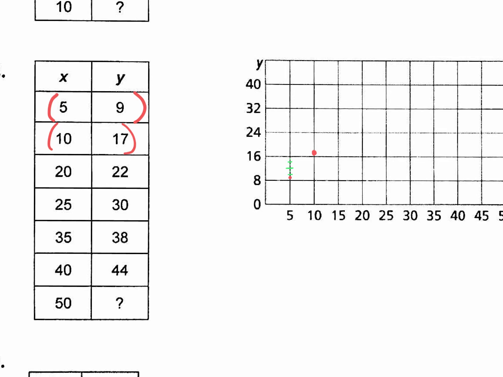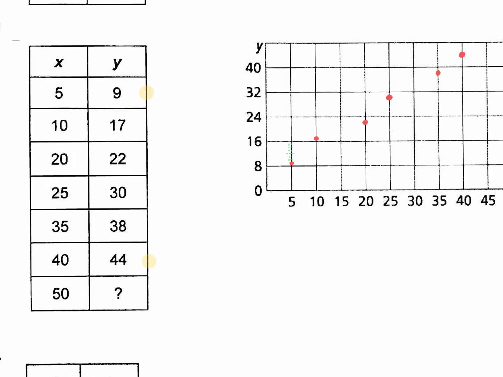Go for it. I hope everybody's had enough time to plot your points. This is what you should have. What we should do now, well, first of all, do we have positive correlation, negative correlation, or no correlation? Positive correlation, that's right.